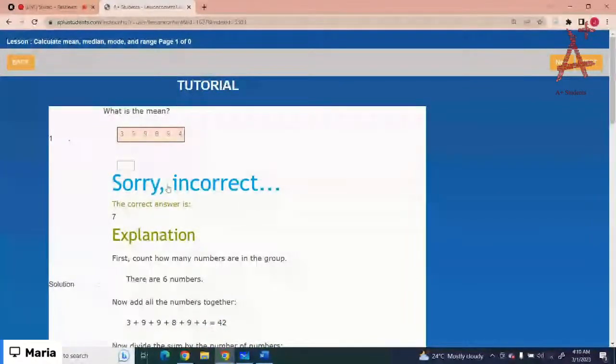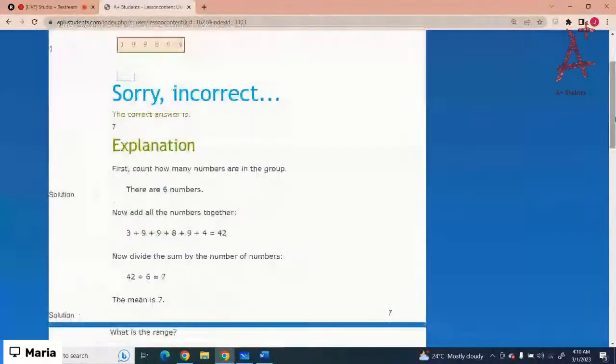You are given the data 3, 9, 9, 8, 9, 4. How do we calculate the mean? Sum up all the numbers: 3 plus 9 plus 9 plus 8 plus 9 plus 4. Together they make 42, and there are 6 numbers. So you divide 42 by 6, which is 7. That means the mean of the data is 7.